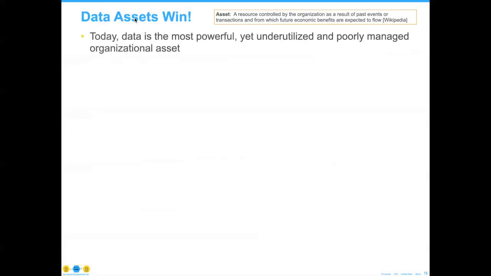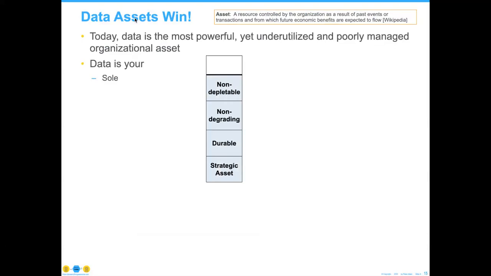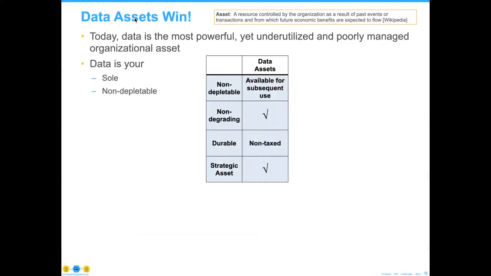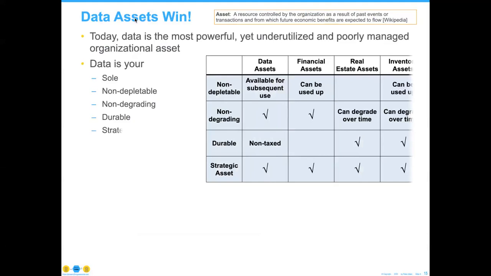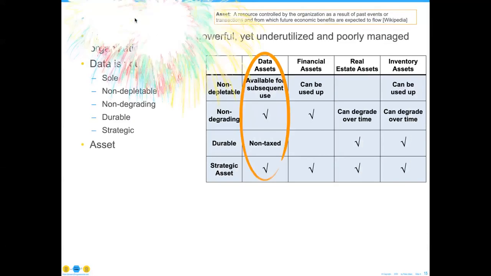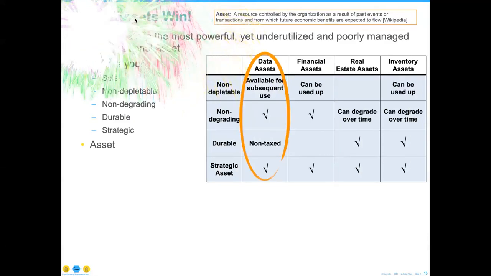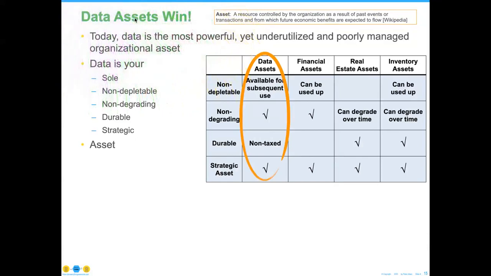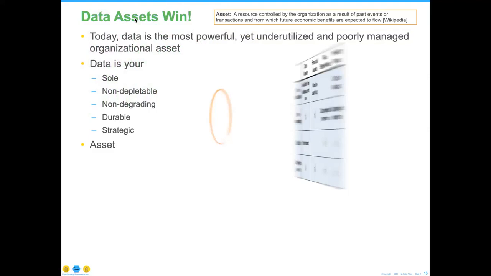Another component of this is that those assets that you should be taking care of, the non-rot data, become your data assets, but only with a lot of effort. These data are your sole, non-depletable, non-degrading, durable strategic asset that we have in organizations. When we compare these types of assets to financial assets and other types of assets that we have in the organization, they don't possess the same qualities. These are unique among the strategic assets that we have from the organizational perspective.